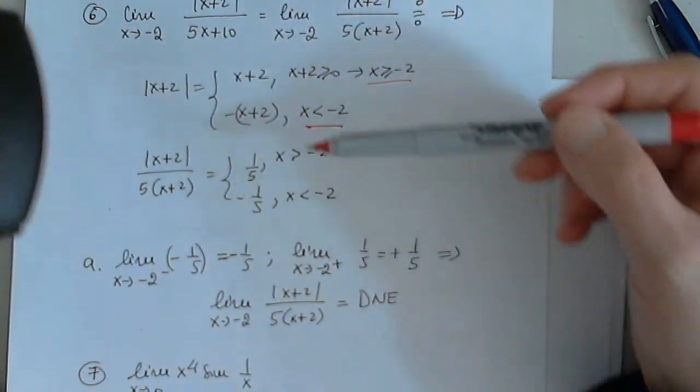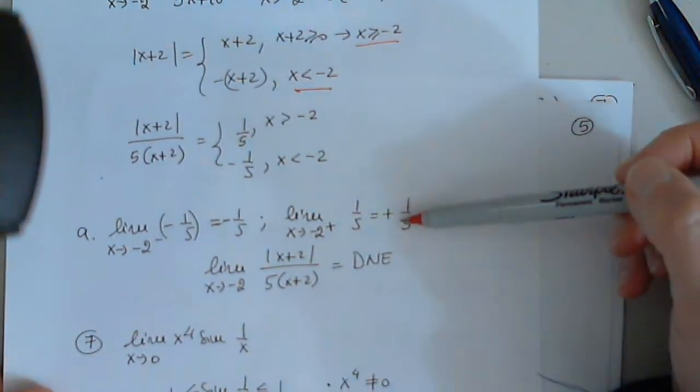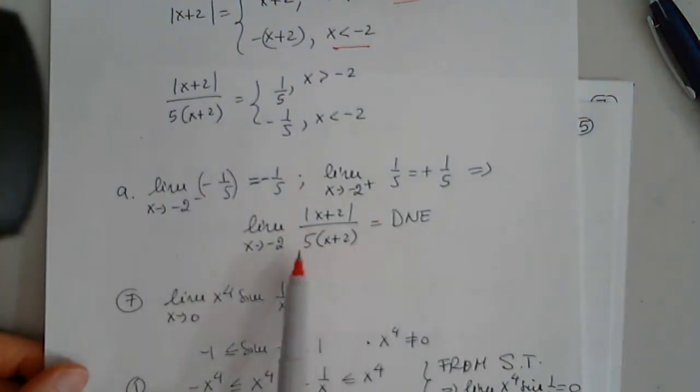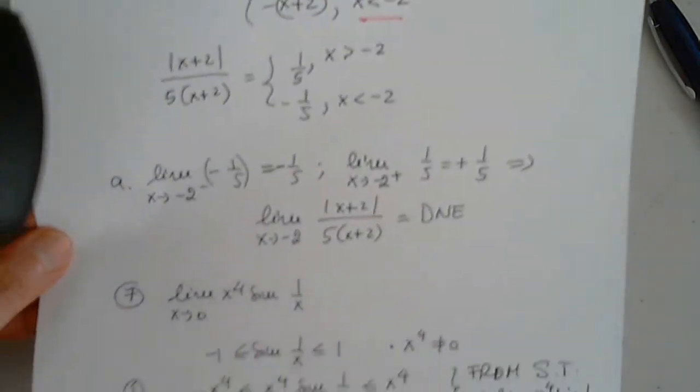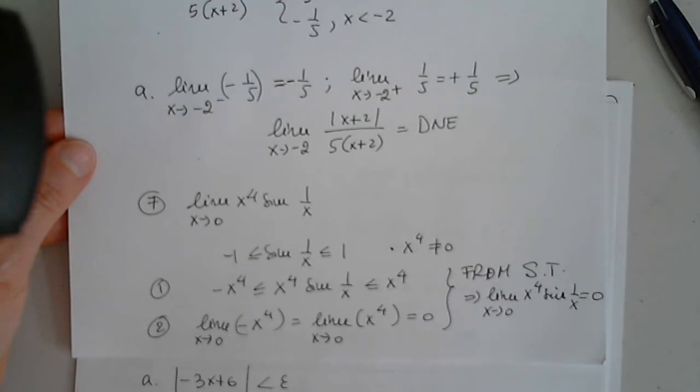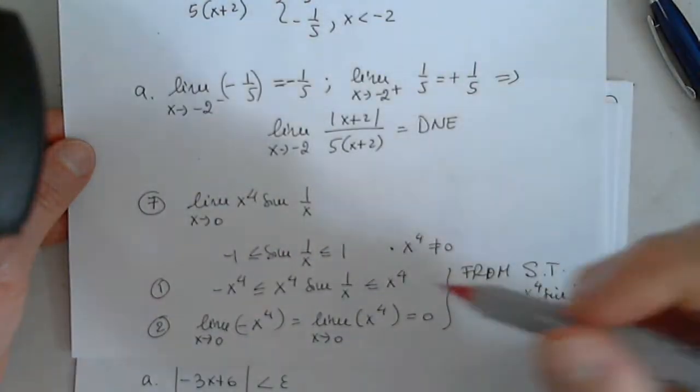I determine the limit from the right of -2, I get -1/5, positive 1/5, sorry. So therefore they're not the same, so the limit from either side is d and e. Last one here is basically the squeeze theorem.